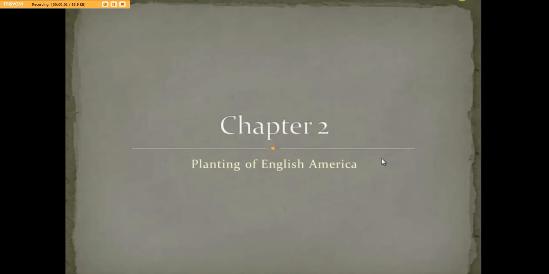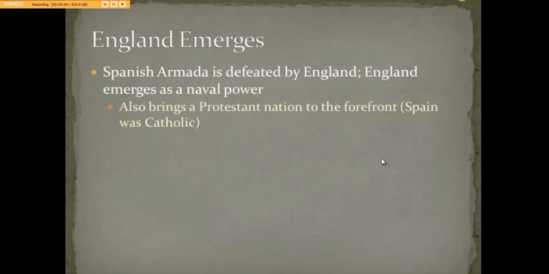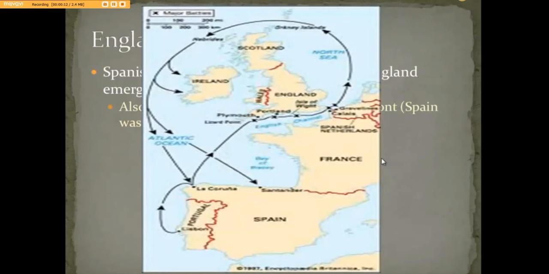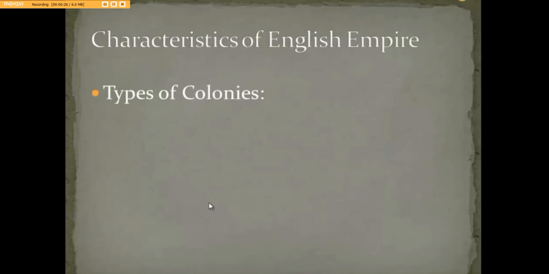Let's move on to chapter 2. We're going to focus on America in the English colonies. England emerges. One reason why England becomes a very powerful country that begins exploring is the defeat of the Spanish Armada. And this is Spain's naval force, and England is able to defeat them. And you can see it's this long journey and this long battle that takes place all over England, Ireland, Spain, Portugal, etc.